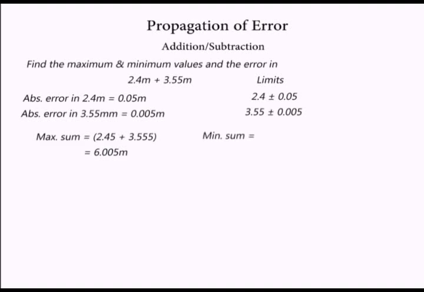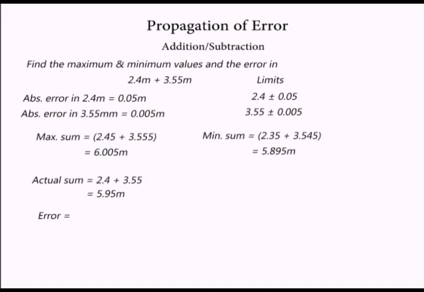Minimum possible sum, we add the lower limits. So we have 2.35, the lower limit for 2.4, plus 3.545, the lower limit for 3.55. That will give us 5.895. The actual sum will be 2.4 plus 3.55, and that will give us 5.95.